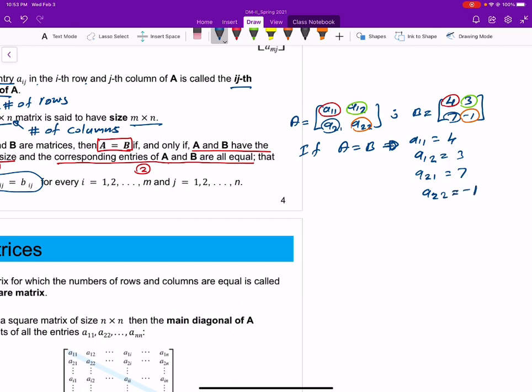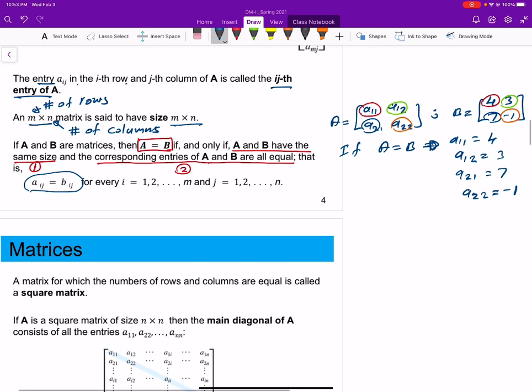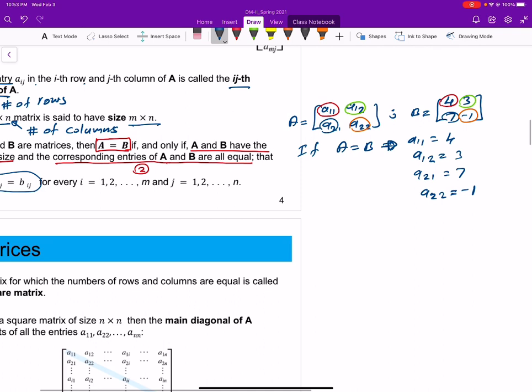If A equals B, the other thing is that the sizes of the matrices have to be the same. Here we just write the size: the size of this one is 2 by 2.